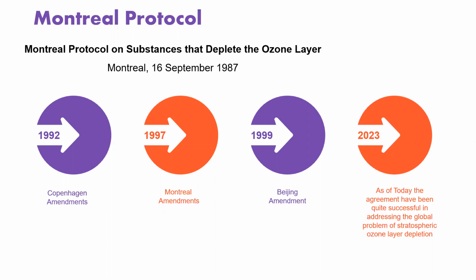Just to sum up, as of today, the agreements, both the Vienna Convention and the Montreal Protocol, have been very successful in addressing the global problem of the ozone layer depletion. I'll show you the progress, but a very important point to highlight here is that the significance of this convention and agreement is that it was the first one in history to address a long-term problem.